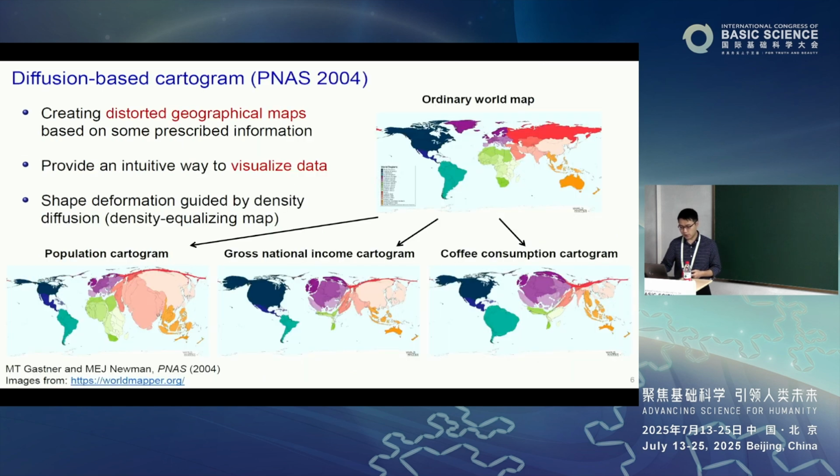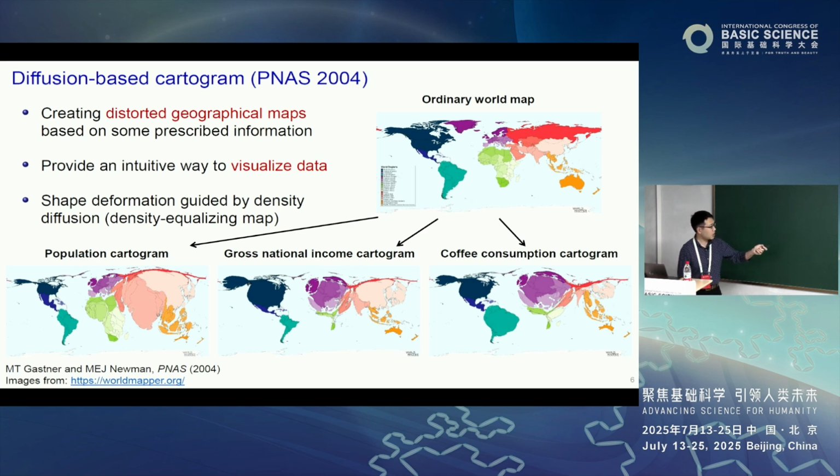So talking about shape deformations, there is actually one seemingly not very relevant approach, in another area, which is cartography. In cartography, there was one approach called the diffusion-based cartogram in 2004. In cartography, people like to use shape deformations too, but not to achieve medical imaging effects or computer graphics effects. They would like to distort geographical maps based on some prescribed information in order to achieve different effects, mostly for visualizations.